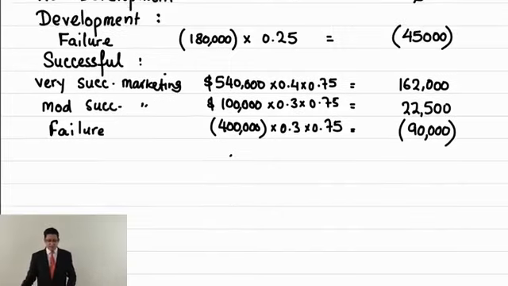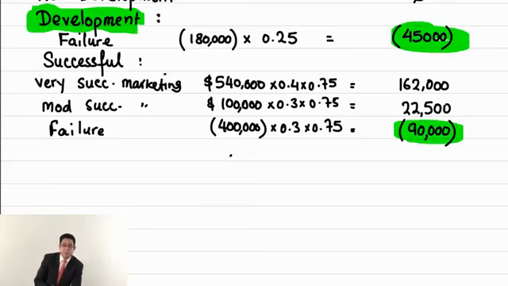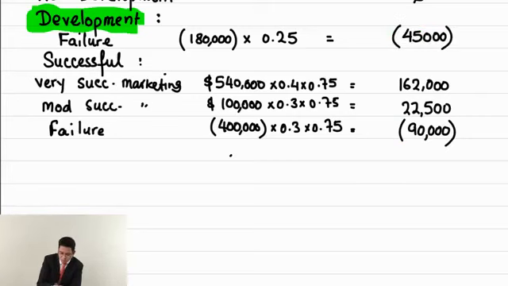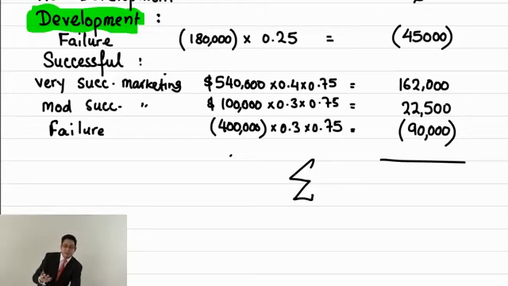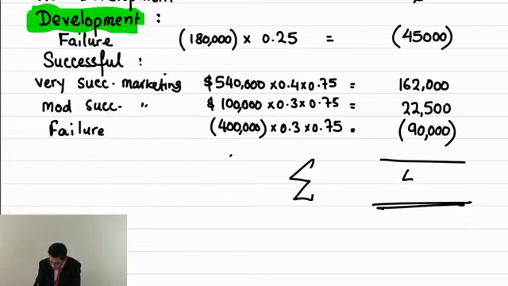Now here is the sigma. If we develop the product, can you see there are some risks as well as some hopes? And that's the meaning of weighted average or summation. Let's add them together. Negative 45,000 plus 162,000 plus 22,500 and minus 90,000, and it comes to 49,500.